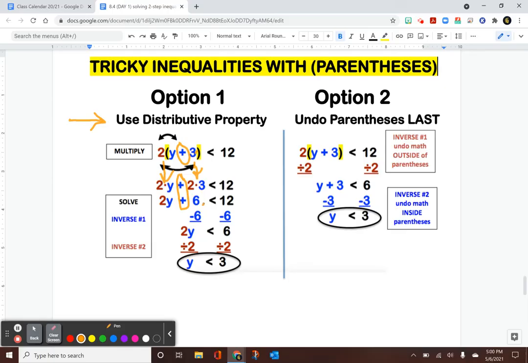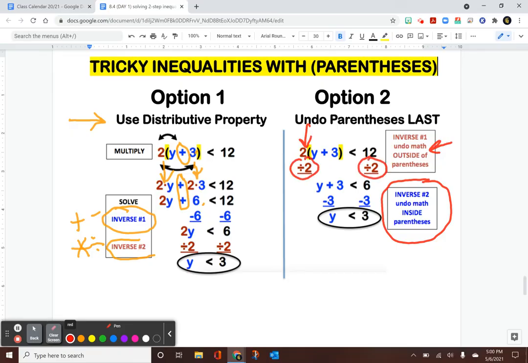Once the parentheses are gone, inverse number 1 is always the opposite of add or subtract, and inverse number 2 is always the opposite of multiply or divide. Your other option, though, if you're more comfortable, is to just save the parenthesis math for last and undo the math that is outside of the parentheses first. So since this is a multiply by 2, the inverse was divide by 2 on both. And then the whole y plus 3 bundle that was in the parentheses got brought down. And inverse number 2 then was the opposite of adding 3, which was to take it away.